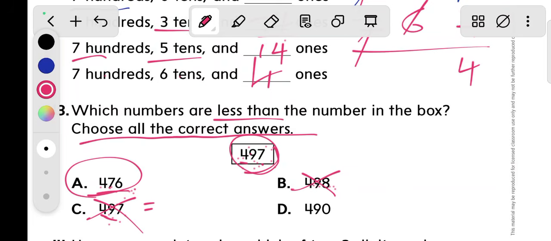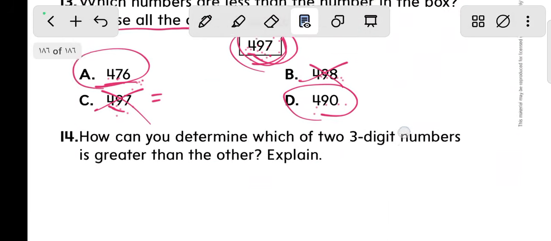Last one, 4 and 4, 9 and 9, 7 and 0. So which one is more? Of course this one is more, so we need to choose it. Why? Because 490 is less than 497.